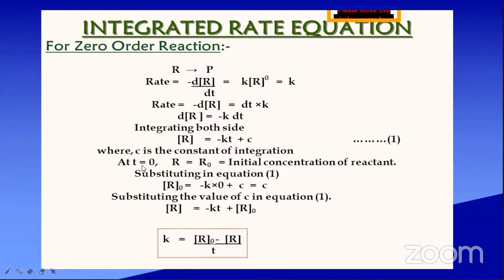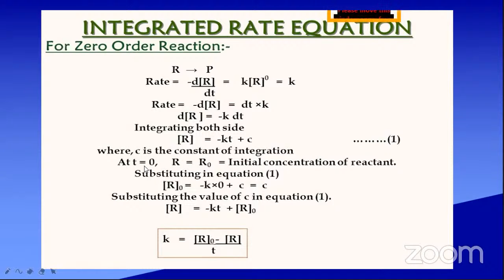Now we have to take time t equal to 0. At time t equal to 0, the reaction has not started; still no reaction has happened. At t equal to 10 seconds, some reaction is happening. T equal to 0 means there was no reaction, it is ready to start the reaction. So at t equal to 0, what will happen? R equals R naught. That means there was no change in the initial concentration. That's why R equals R naught.